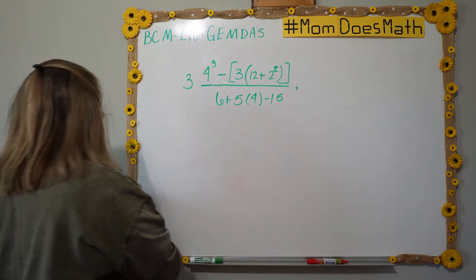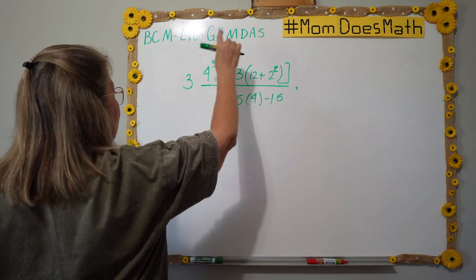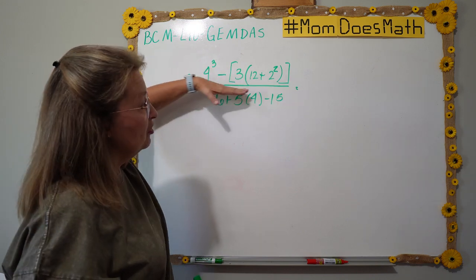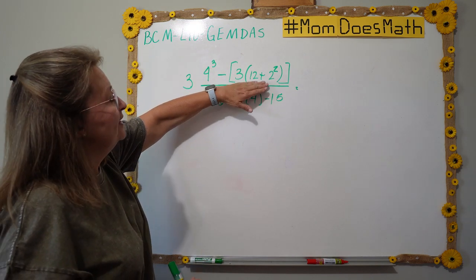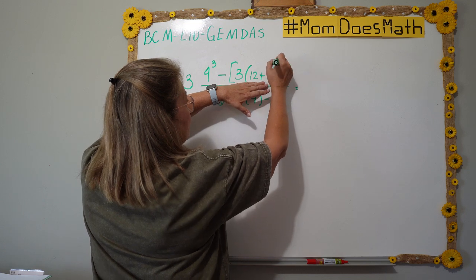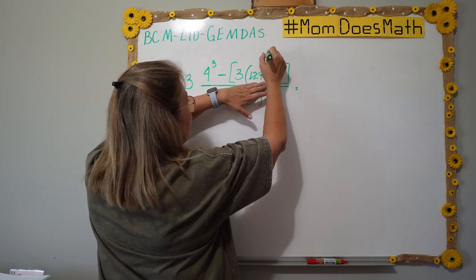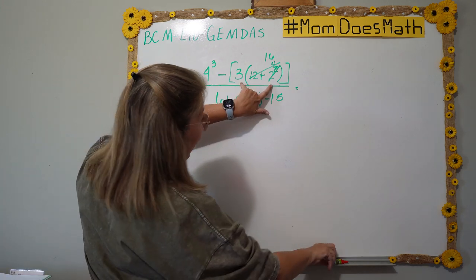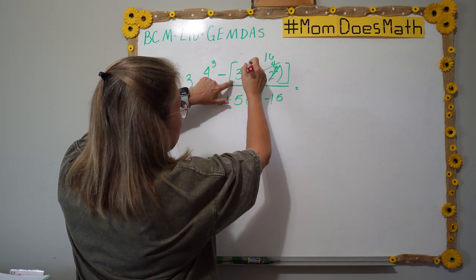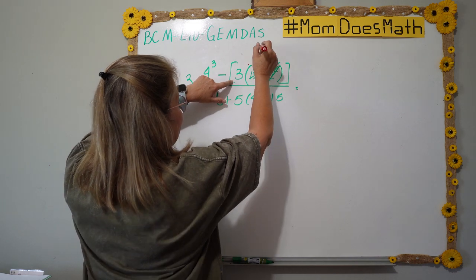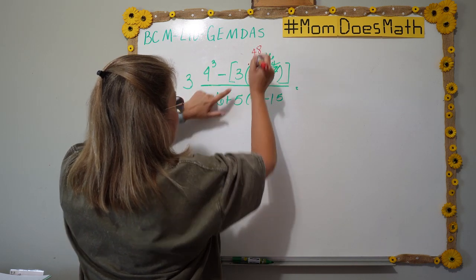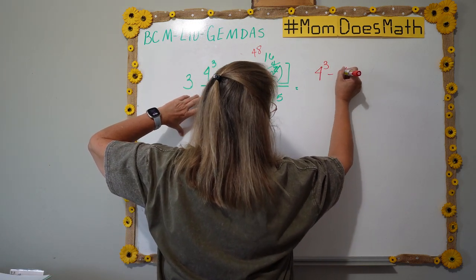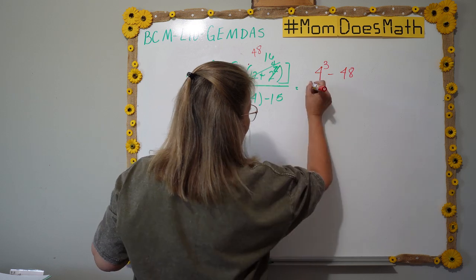So now we are going to go to the inside of the inner grouping symbol first. And that's right here. In fact, I'm going to focus on my top part first. So inside here, 2 squared is 4. And 12 plus 4 is 16. Okay? Now I'm still inside these brackets. So let's go ahead and do 3 times 16. 3 times 6 is 18. Carry my 1. So that's 48. So what I have at this point is 4 to the 3rd minus 48 on the top.